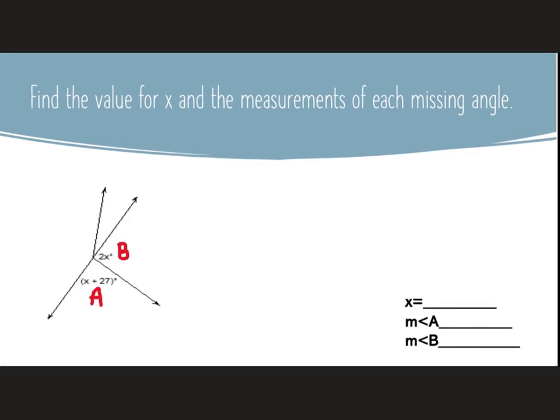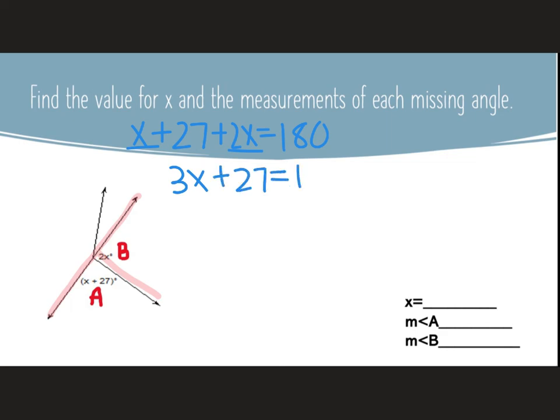All right, next one, same idea. We're solving for x first, then solving for our missing angles. If you notice, these two angles combined create a straight line, which means when I set up my equation, it's going to equal 180. So angle A, x plus 27, plus angle B, which is 2x, those combined have to equal 180. Combine like terms first. We have x and 2x gives me 3x. There's nothing to combine with my 27, so just bring it down.